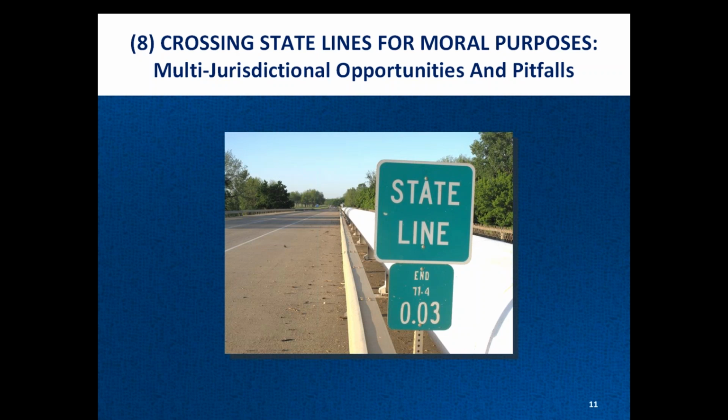Let's move on to crossing the state line for immoral purposes. And this has to do with multi-jurisdictional opportunities and pitfalls. This is really one of our secret weapons. In the subrogation industry, this is one of the weapons that we can use that will really broadside even the most experienced trial lawyers.